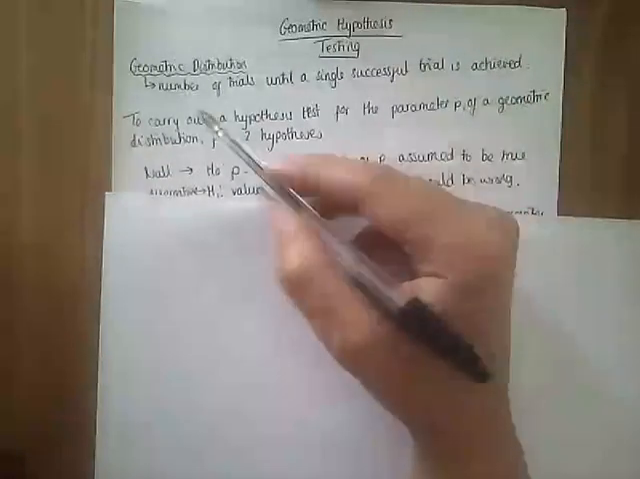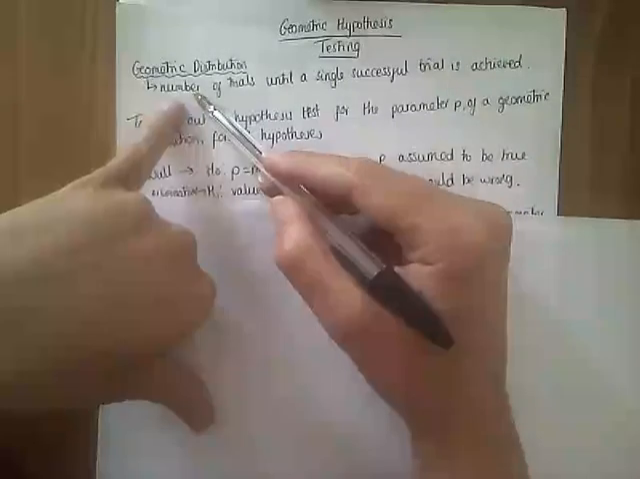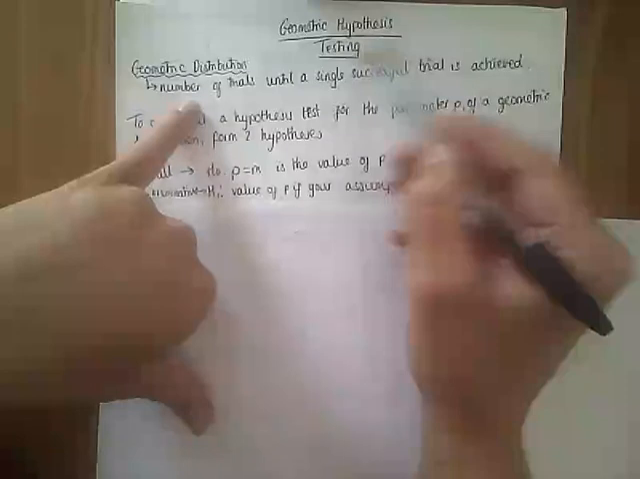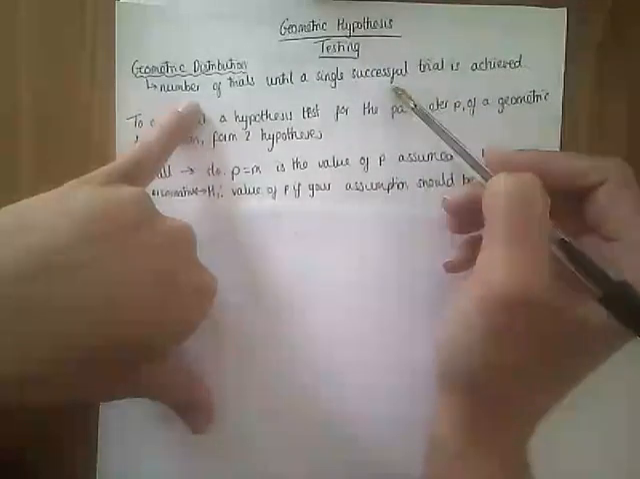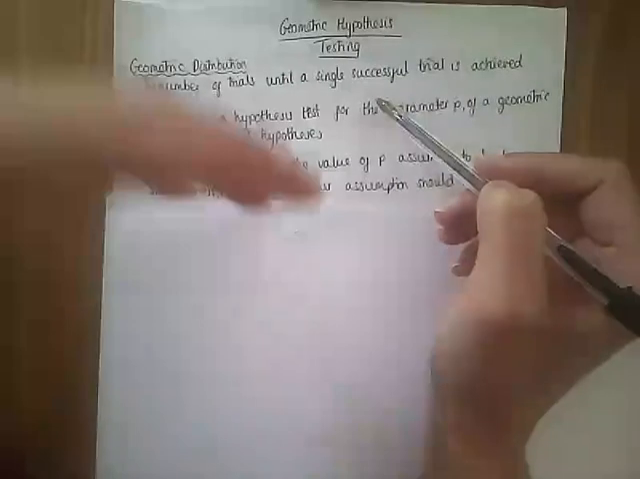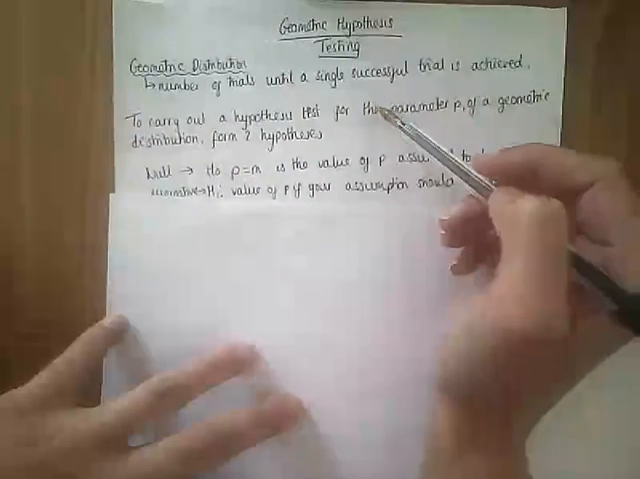So let's just recap the geometric distribution. Obviously, the geometric distribution is the number of trials that you have to do until you get a single successful trial, okay? Not to be confused with a negative binomial, which of course is saying that you need 5 successes in however many trials, okay?